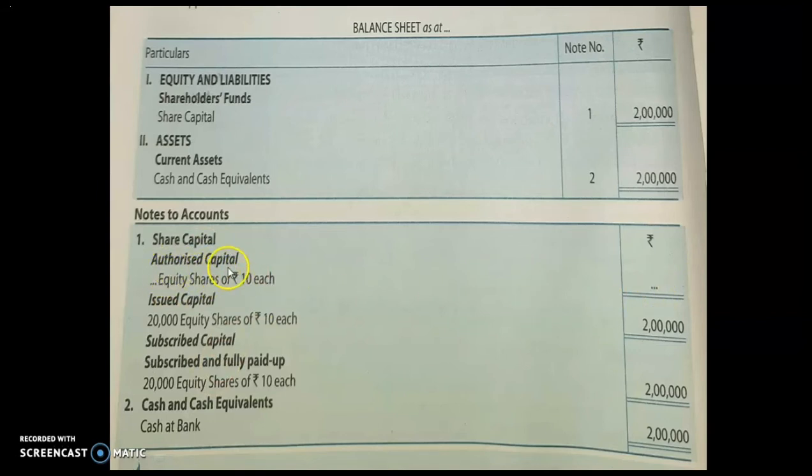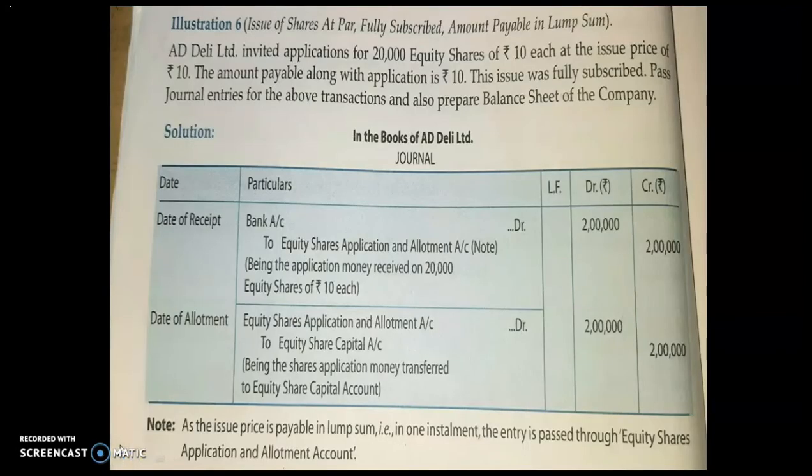Write down authorized capital. You are issuing equity shares of ₹10 each. Put the amount column blank. Then move to the next part of your classification, that is issued capital. How many shares are issued? You can check from the question that 20,000 equity shares are issued.